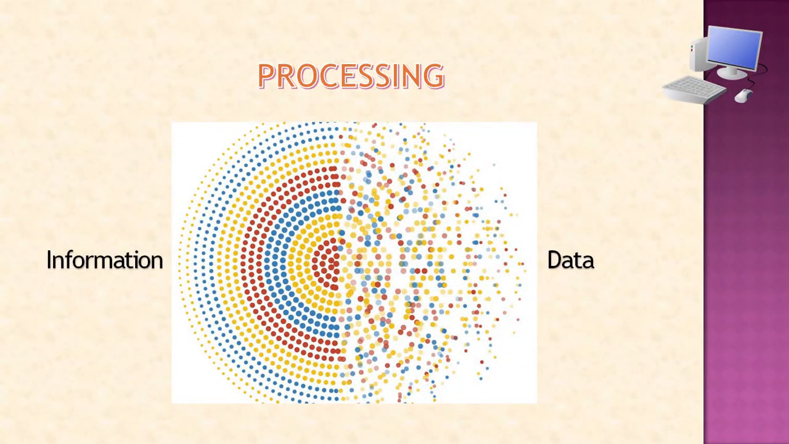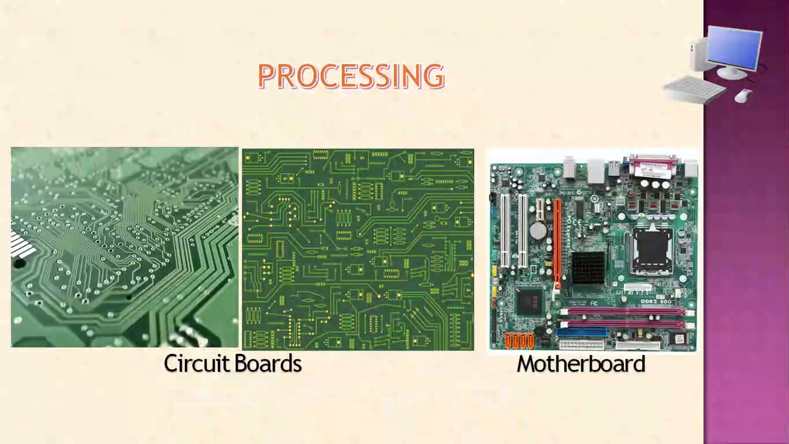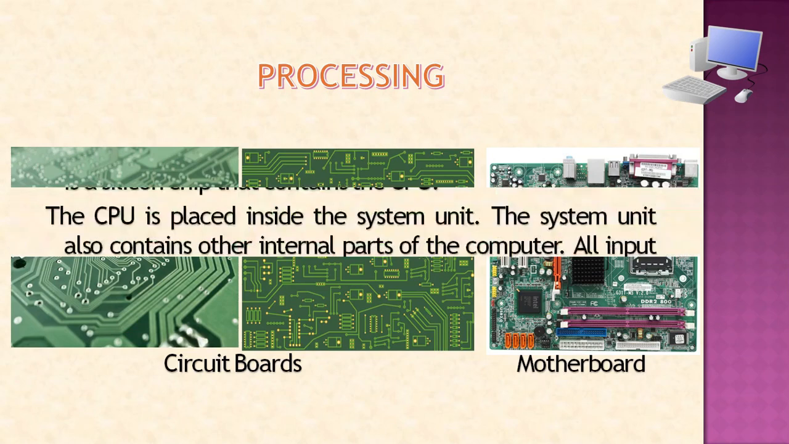This is the image which explains the processing. You can see the data. Data is raw facts or figures which have no arrangement, and information is processed data, which has a specific arrangement. These are the images of circuit boards and motherboard.